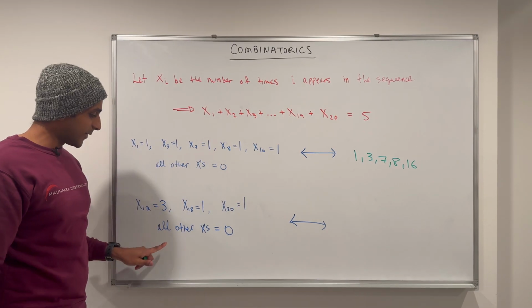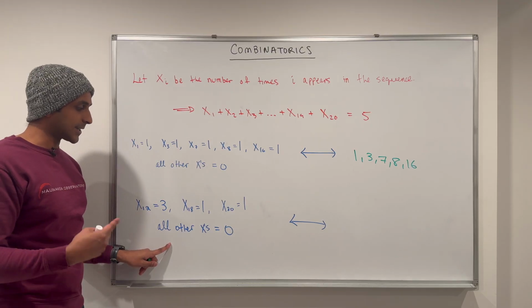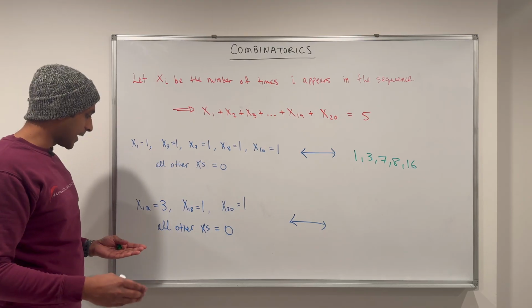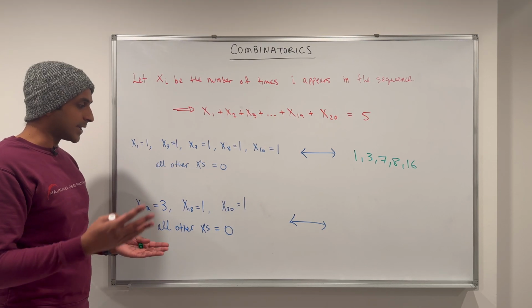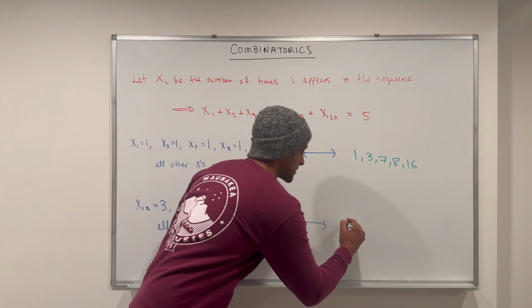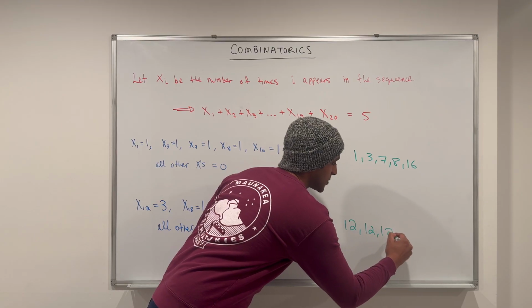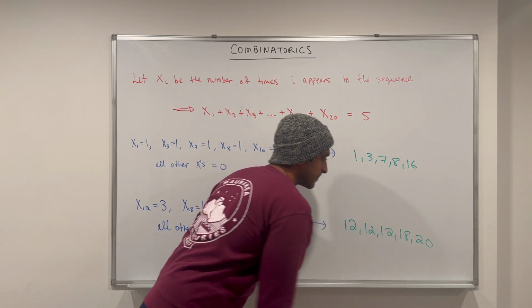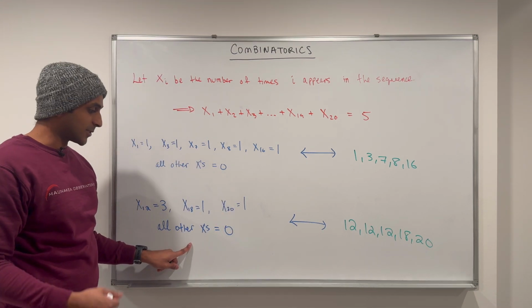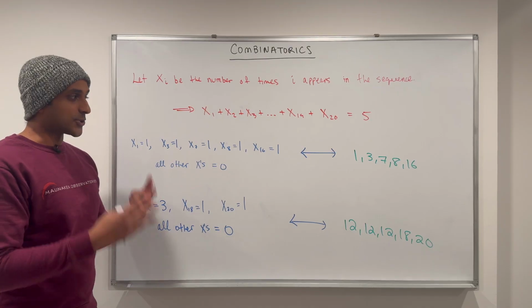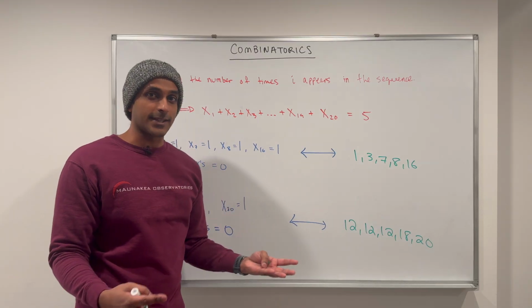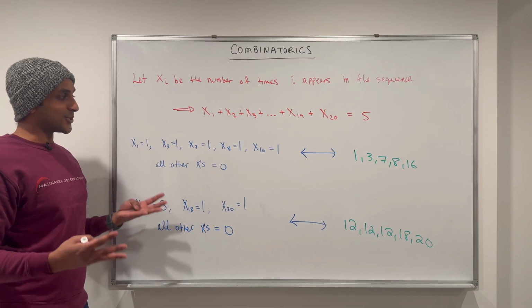Let's do another example. What if I gave you this solution? x sub 12 is 3, x sub 18 is 1, x sub 20 is 1, and all the other x's are equal to 0. Well, that implies that there are three 12s, one 18, and a 20. The only non-decreasing way of ordering those numbers is 12, 12, 12, 18, 20. And again, if I gave you that non-decreasing sequence, you could have mapped it back to this particular solution, which implies that there's a one-to-one correspondence between the non-decreasing sequences that we're trying to count and non-negative integer solutions to this equation.